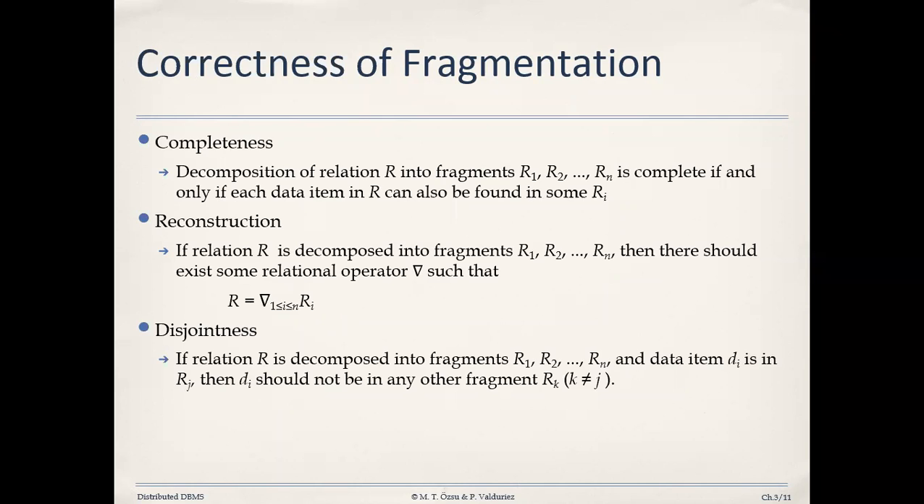Earlier we talked about how, whenever you create fragments, you have to check them. So these are called tests for correctness. There are three tests of correctness. Number one, you have to check the completeness. Completeness says that the decomposition of relation R into fragments R1 to Rn is complete if and only if each data item in R can also be found in some Ri. It cannot be that you had 100 records in Employee, broke it into Employee 1, 2 and 3, and one record is not in any of the three. If it is not in any of the three, it means completeness is not there.